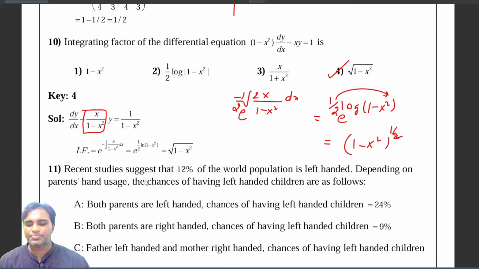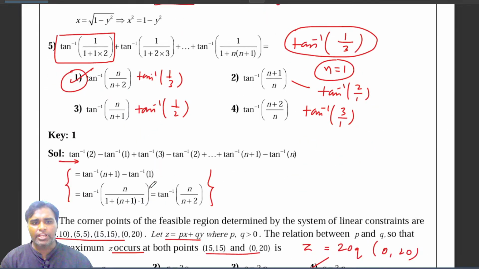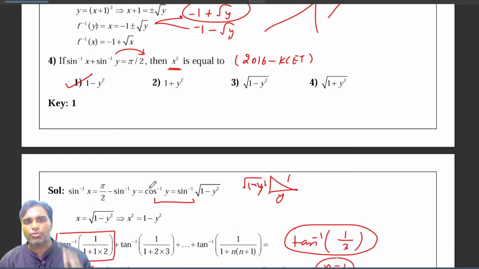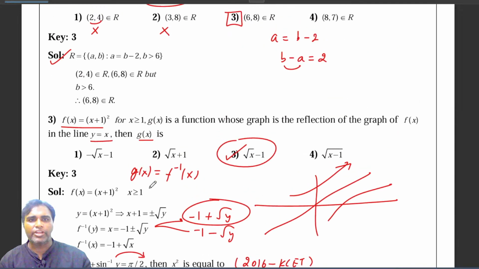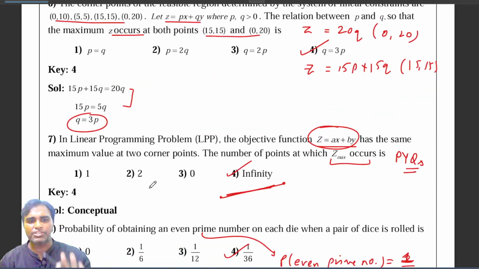Option 4. Clear? So first 10 questions are very much easy as per my analysis. Question number 5 can be a little bit out of range if you have not practiced beyond NCERT. But if you follow the exemplar also, this kind of question is there in exemplar in terms of arithmetic progression. So according to me, out of 1 to 10, 5 is a little bit complicated, otherwise the rest are very much easy to solve. So 9 out of 10 or 10 out of 10 you should get in the first 10.